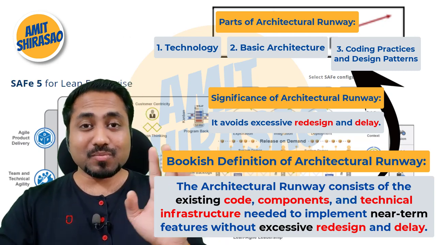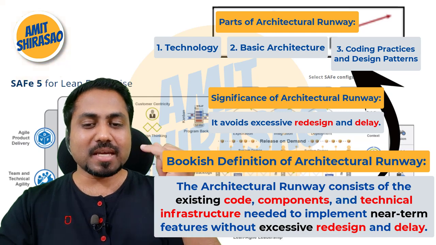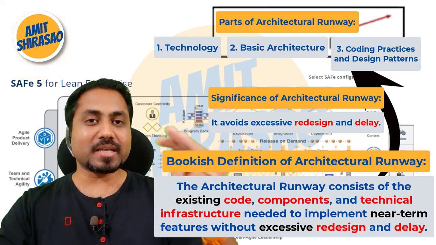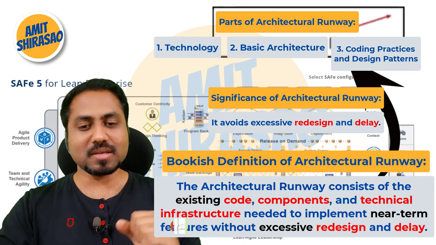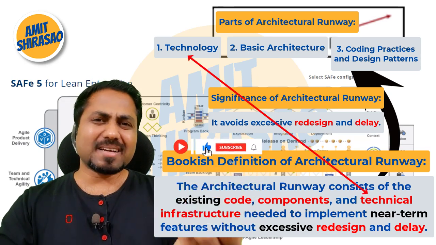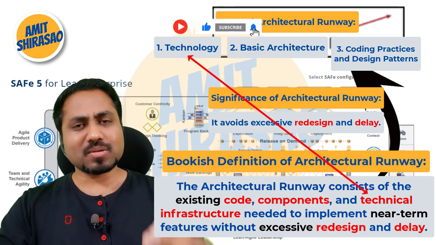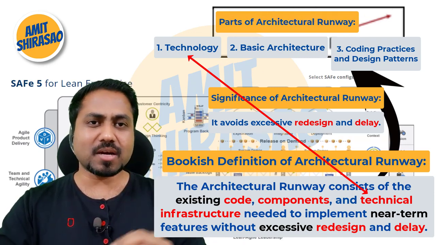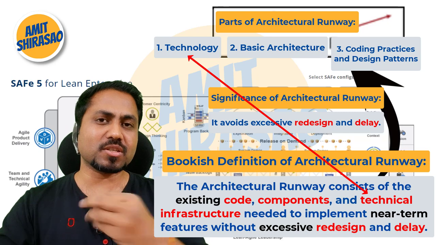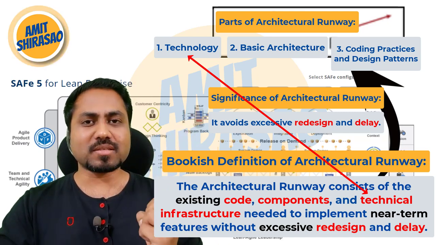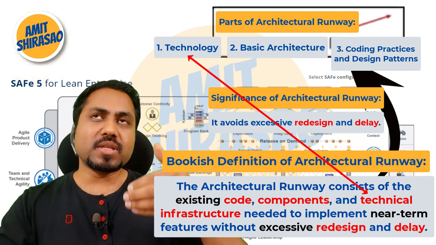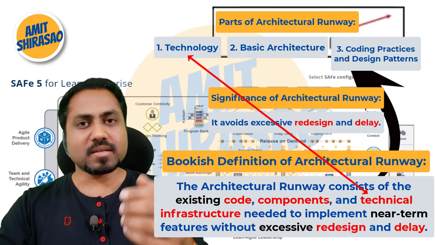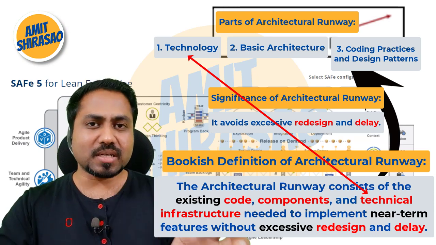So the bookish definition says it is existing code, components or technical infrastructure. How will you remember this? First of all, technical infrastructure. That means whatever technology you are using, like React and Java and SQL, this combination you are using is your technical infrastructure. Let us say in between the database and the API there is Entity Framework or NHibernate, whatever it is.